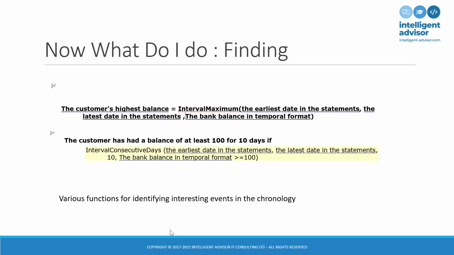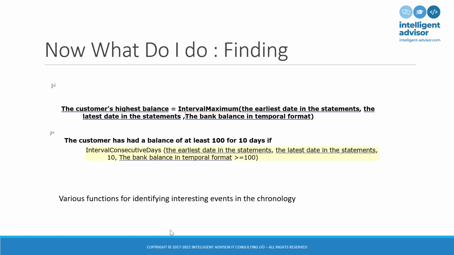has the customer had a balance of at least $100 for 10 days? Well, interval consecutive days, starting at the start, ending at the end. 10 is the period of time, and the bank balance in temporal format is greater than or equal to 100. It couldn't be simpler.